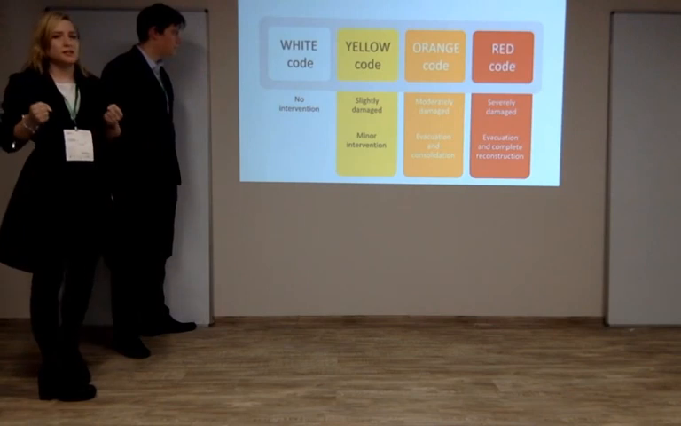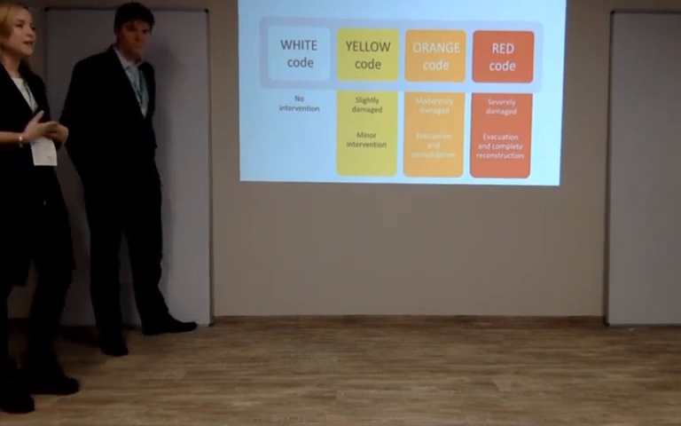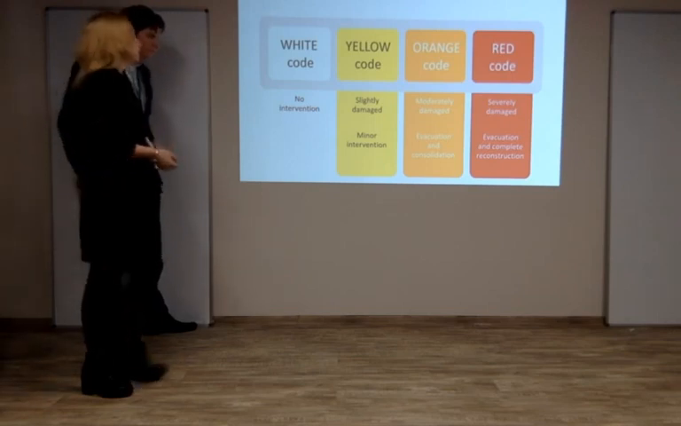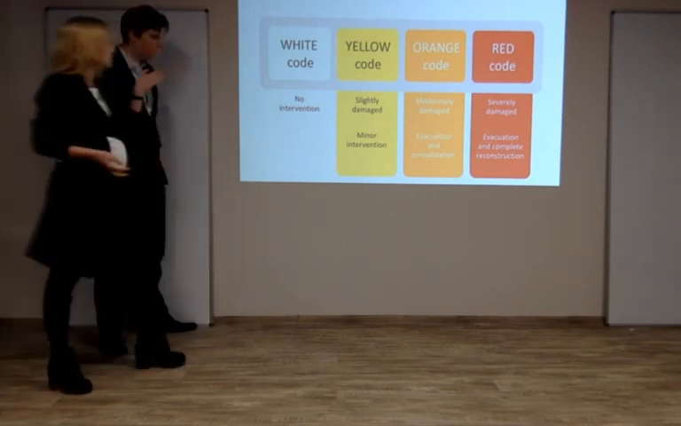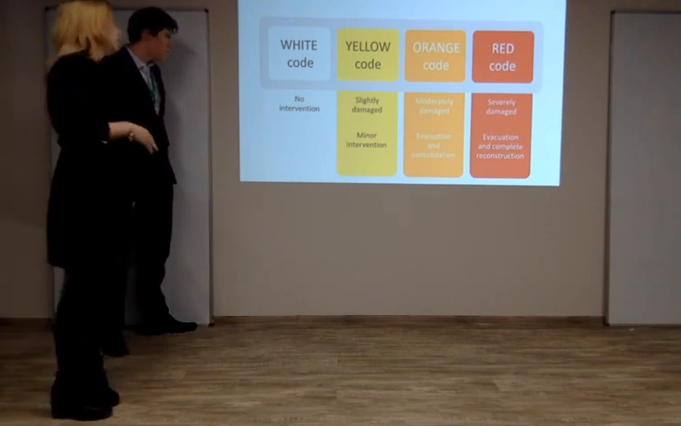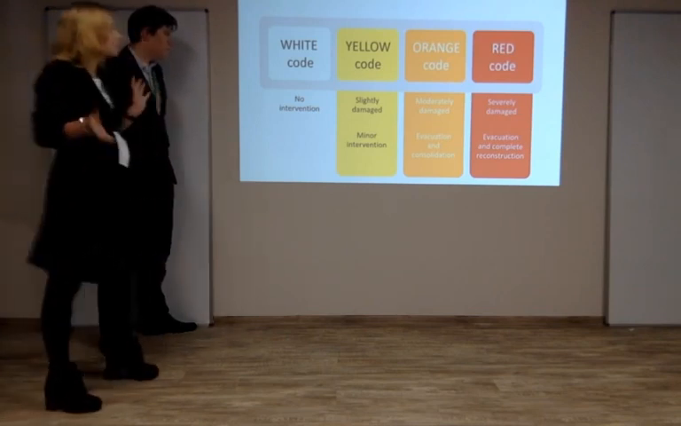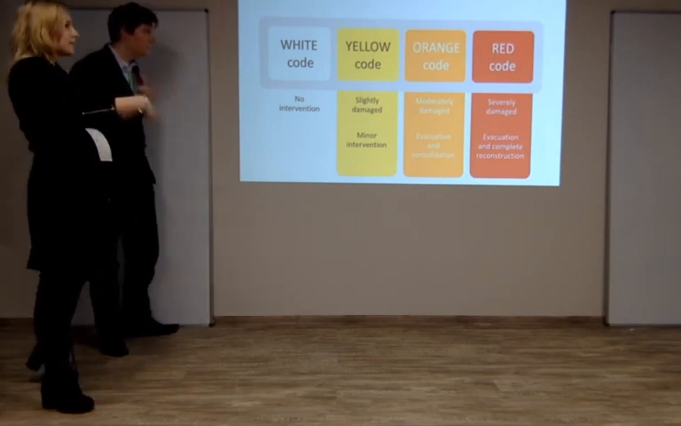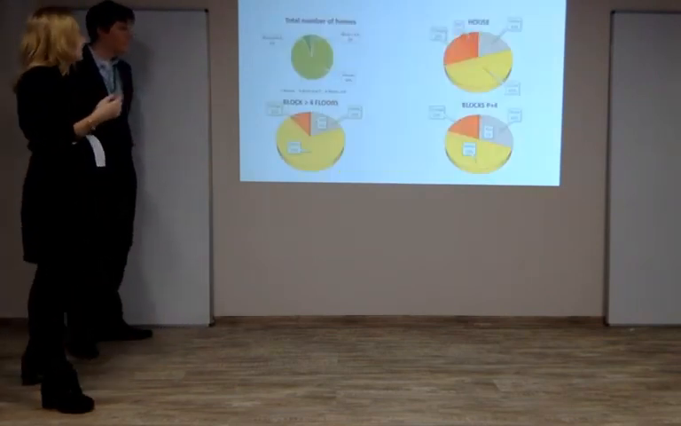We established a code for ranking the homes and the buildings already in Izmit, which we had to rehabilitate. Basically, we have the white code, which means no intervention: the building is built with good material and it's not damaged. We have the yellow code, the orange code, and the red code. I'm going to present them to you now. This is the total number of homes.